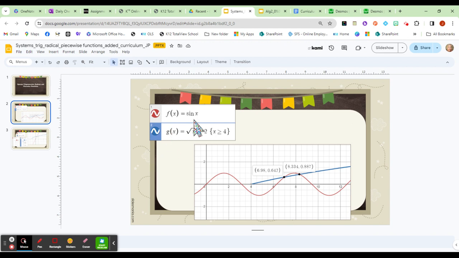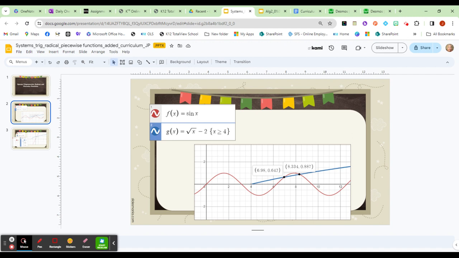The first one is a trigonometric system because it is sine. And the second one is radical because of the square root. And it's also a piecewise function because of the x is greater than or equal to 4. So we kind of got the combo here of the trig, of the radical, and of the piecewise.